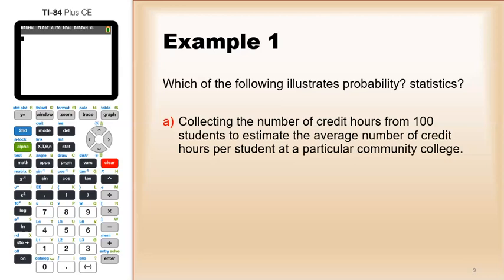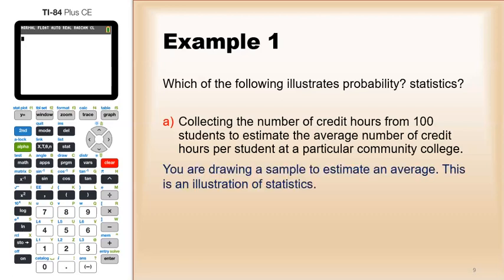All right, so let's see if we can figure out which one's which, probability or statistics. Suppose you're collecting the number of credit hours from 100 students to estimate the average number of credit hours per student at a particular community college. In this case, we're doing a sample. We don't know what the overall value is. This will be a statistic. So you're drawing a sample to estimate an average. This is an illustration of statistics.